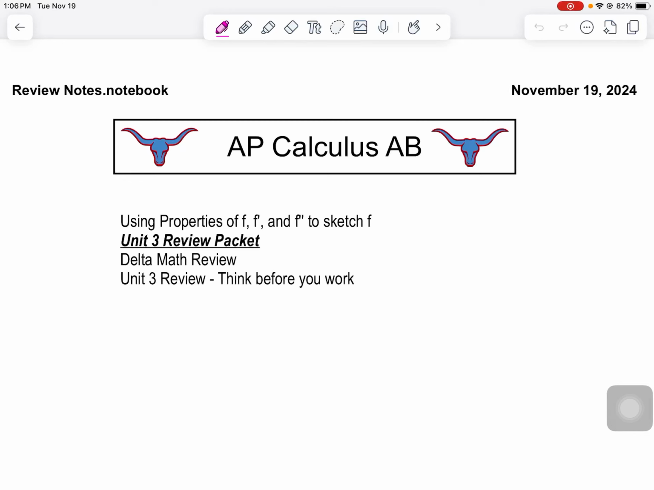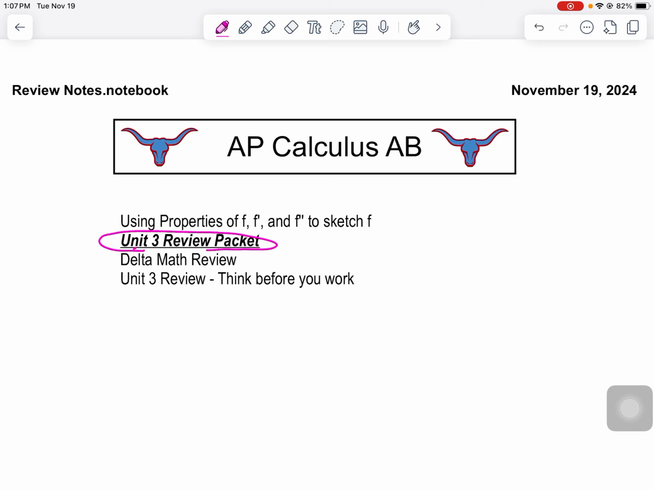As we review for the test on Unit 3, you've got 4 things you can work on. One is sketching some graphs, one is the review packet, one is the Delta Math review, and then this Unit 3, Think Before You Work. And I wanted to just touch on a couple of things from those.